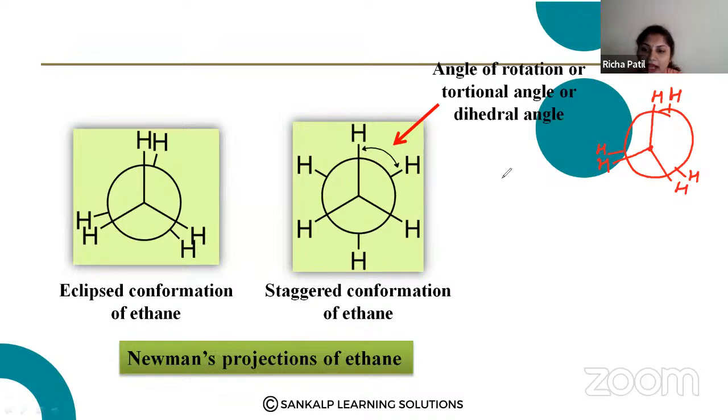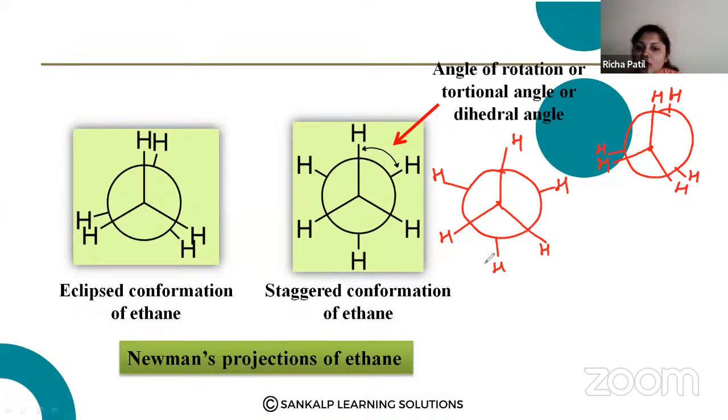And what do you mean by staggered form? Same here. This is the front carbon, so I'll draw the front carbon. I'm just going to keep this front CH3 as it is, and the rear carbon I'll rotate. After rotating, that hydrogen will come here and take this position, and this is called the staggered form. This staggered form is more stable.